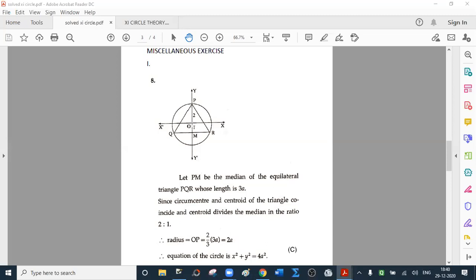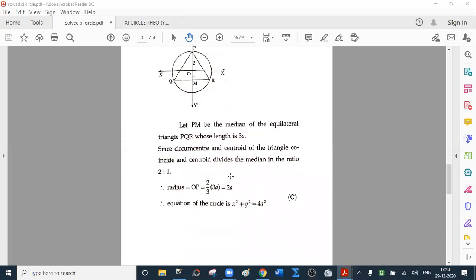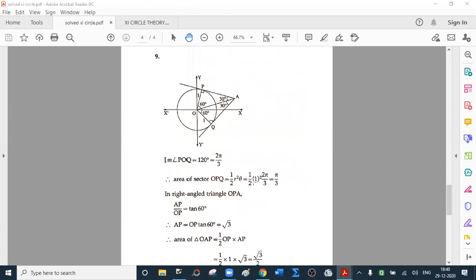Because origin happens to be, in fact, it is not only centroid, but it is circumcenter also, right? And therefore this OP is 2/3 of 3a. That is nothing but 2a. Now center of the circle is at origin and radius is 2a. So what is the equation? x square plus y square equal to 4a square. Let me explain first. So this is for sum number 8. C is the correct option. Don't write. Now ninth is also interesting.